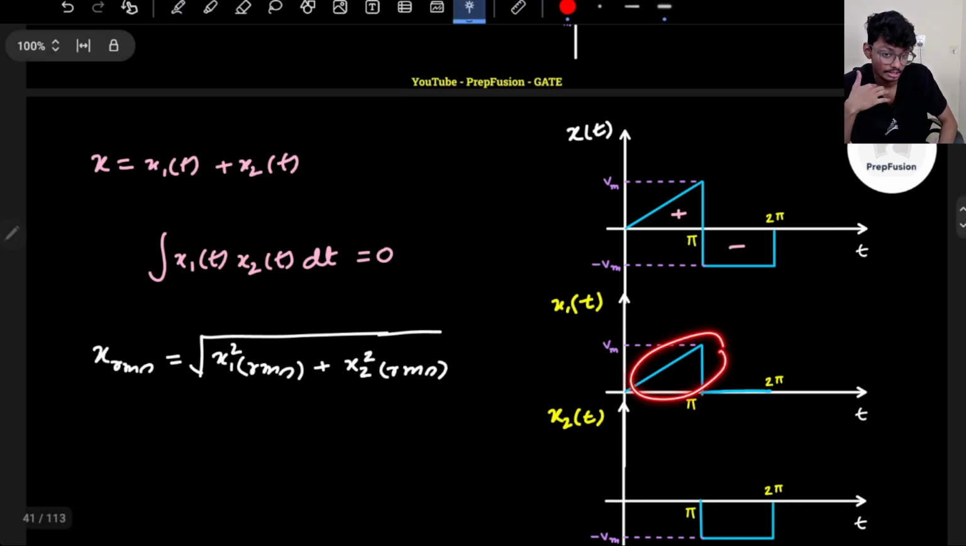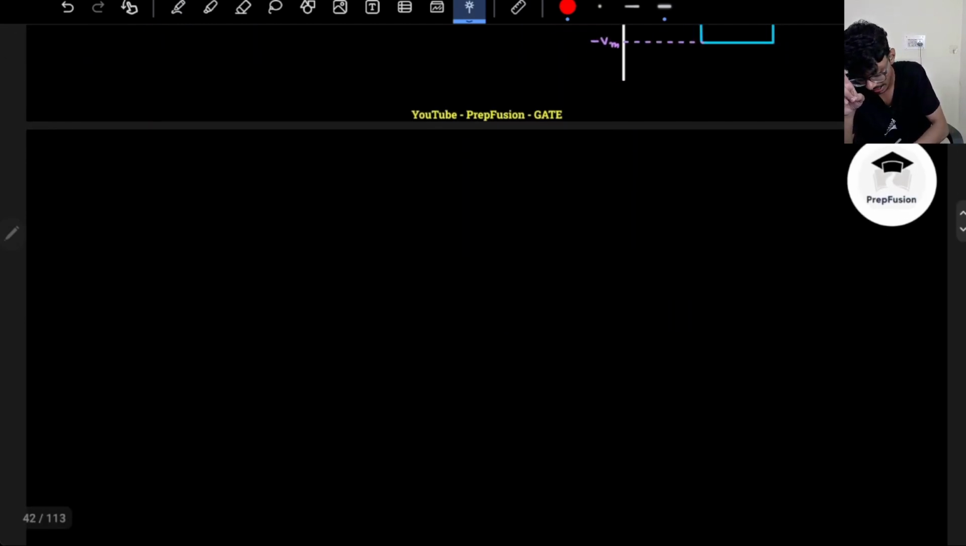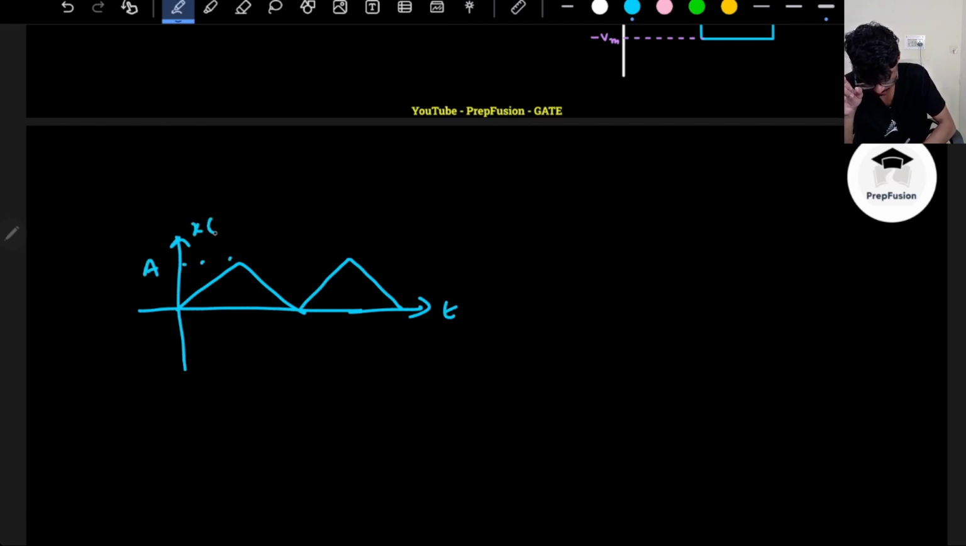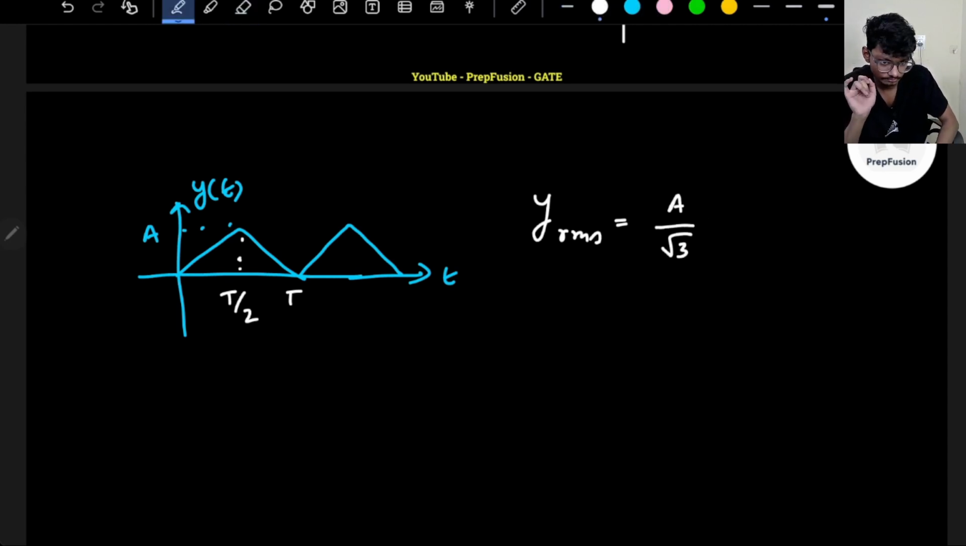Okay. So I will be able to do this simple thing. What is the RMS value of this? Now, I have not taught you how to find the RMS value of this. What have I taught you? The RMS value of this waveform, for a simple triangle, correct? Let's name this signal y of t. So the RMS value, y RMS, is a by root 3. This we have derived in today's lecture, where tau is simply t by 2.